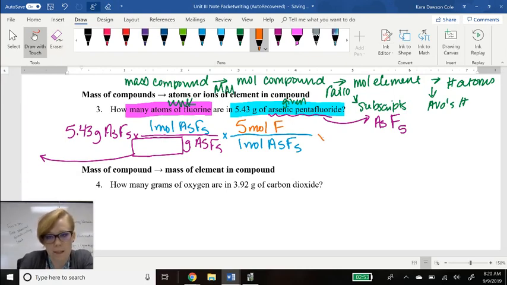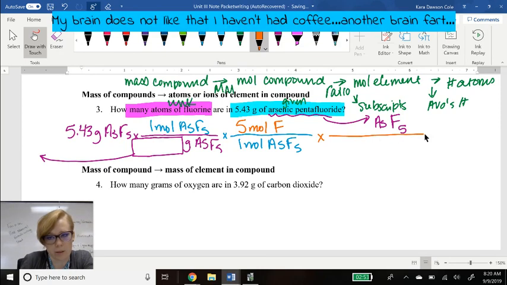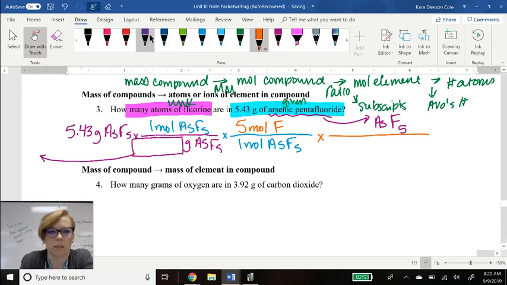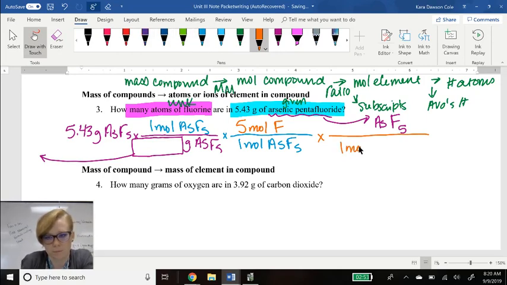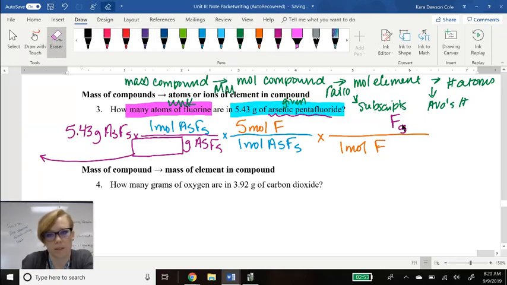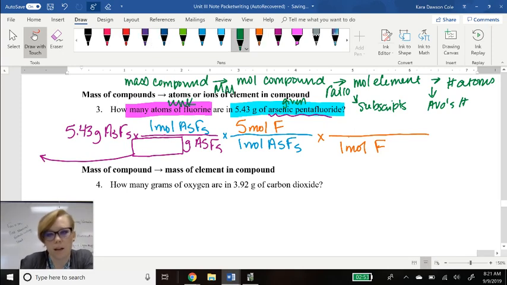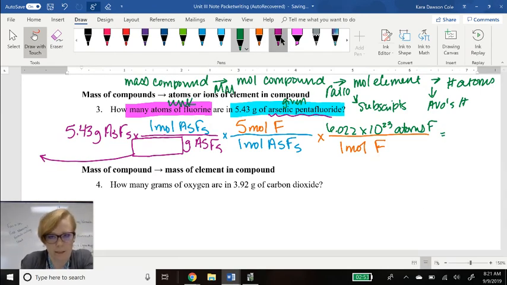And then I'm going to multiply again. Here I'm going through Avogadro's number. So I have 1 mole of fluorine on the bottom. I'm going to erase this out here just to give me some room to write. And then I'm going to have on the top 6.022 times 10 to the 23rd atoms of fluorine.